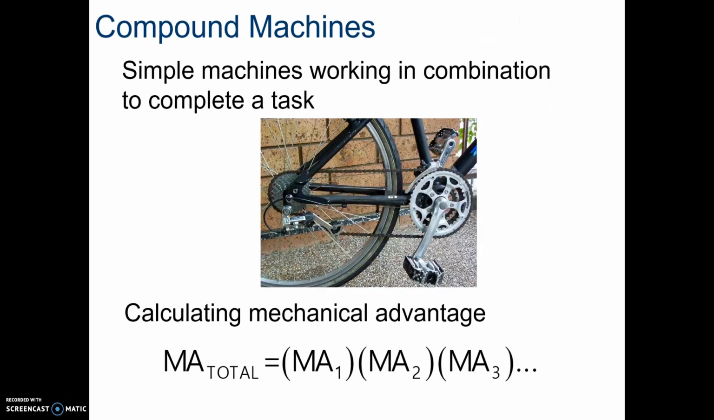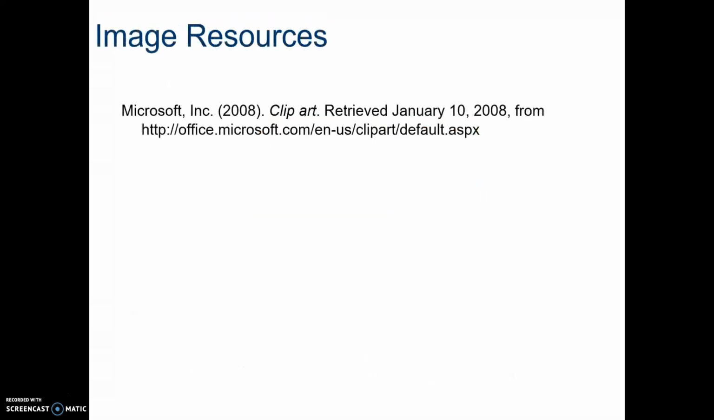And back to compound machines again, just remember that to find the total mechanical advantage of a system, you would take each mechanical advantage individually and multiply them all together. So MA1 times MA2 times MA3, etc. gives your total mechanical advantage.